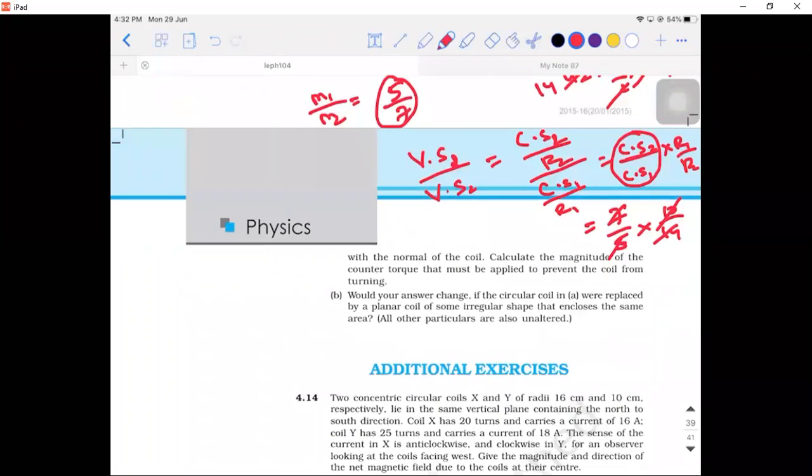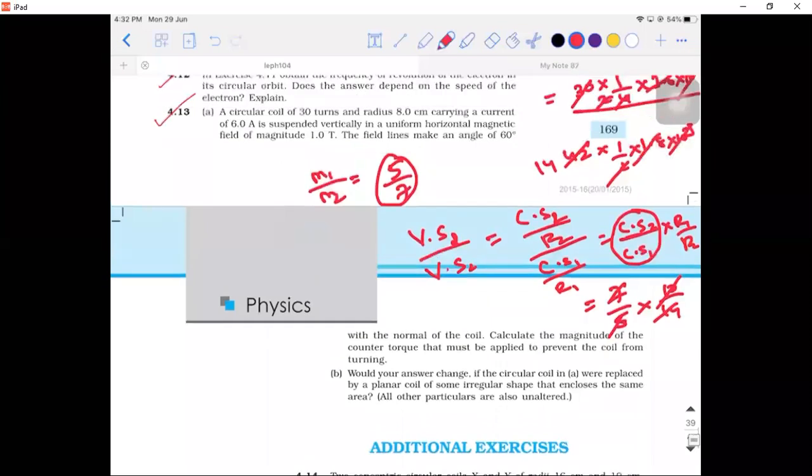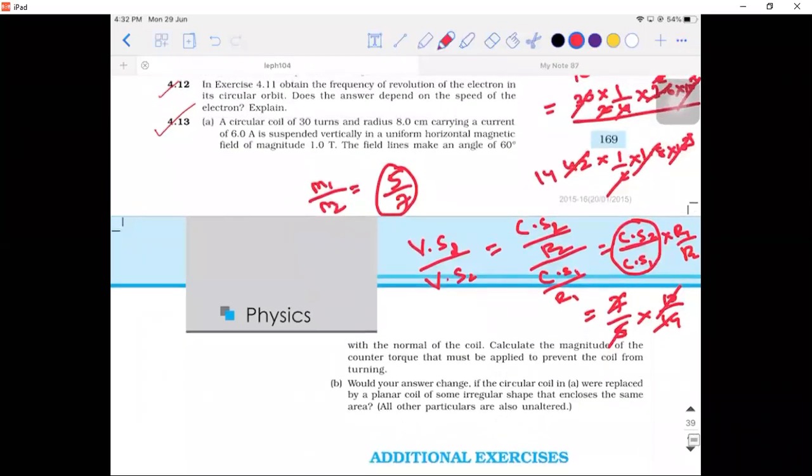No doubt, right? Anybody who is not clear? I just applied the formula. Nothing so complicated. Right?